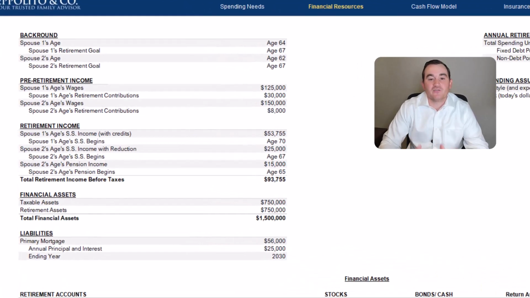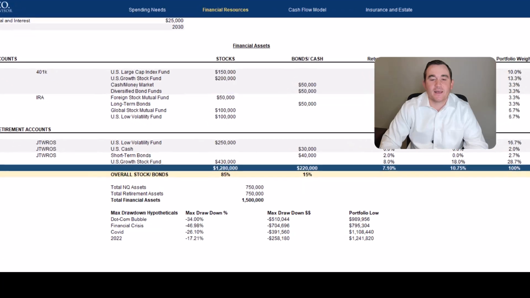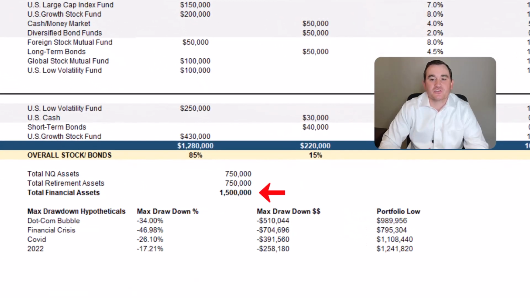So spouse 1 and 2 are the ages of 64 and 62 respectively, and they'll be retiring in the next 3 and 5 years. They have a total of $275,000 between the two of them in working years income from their wages, and they'll have $93,000 in retirement income from Social Security and pensions. Each income stream will be beginning at a different year. For investment assets, they have roughly $1.5 million in total.